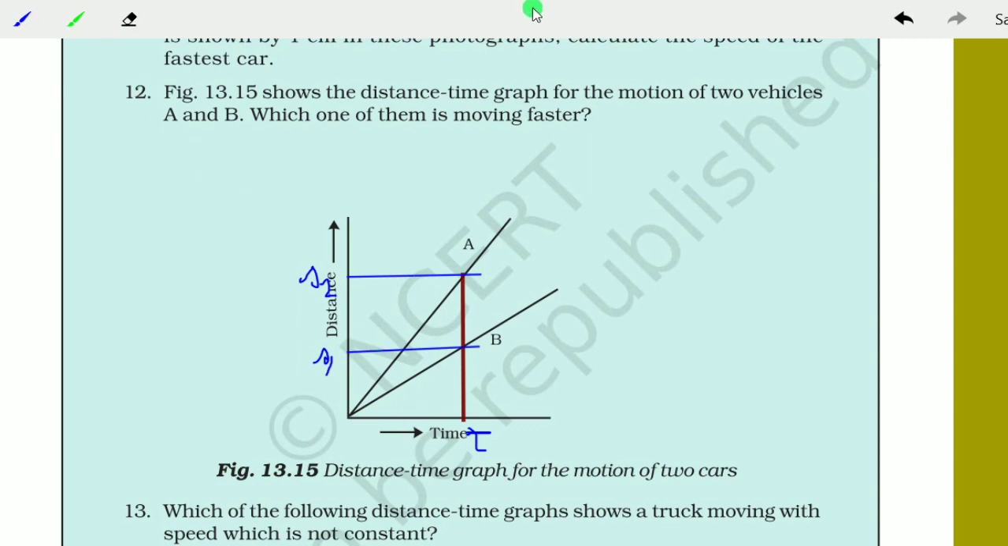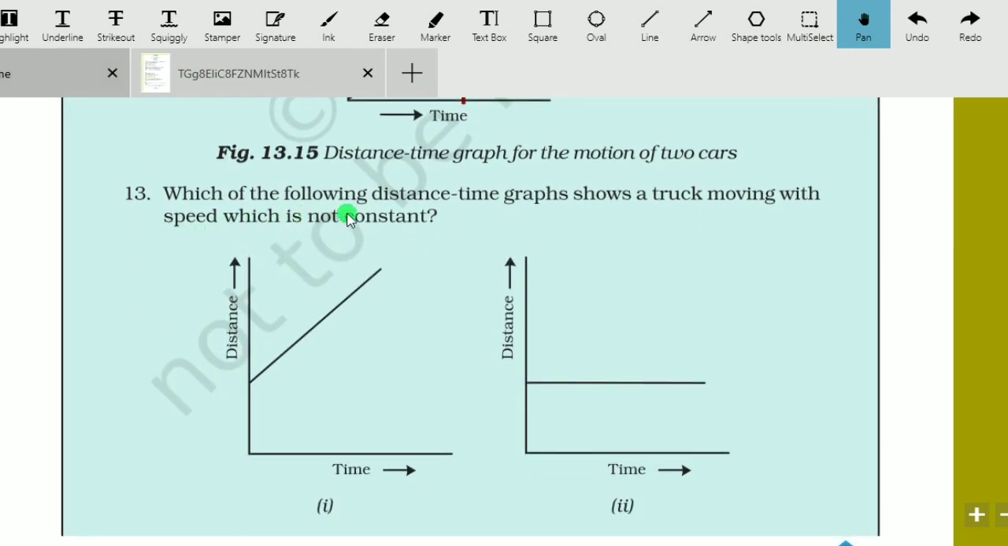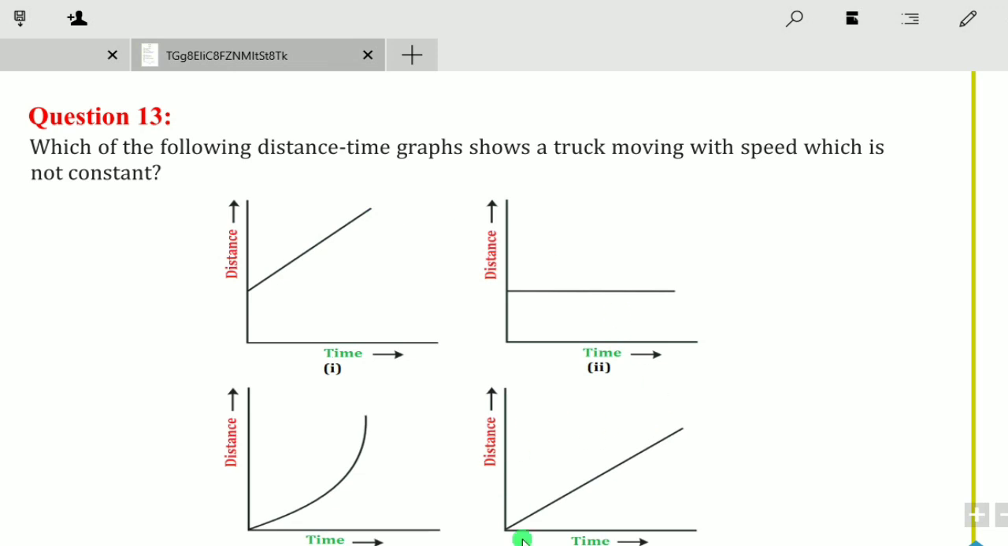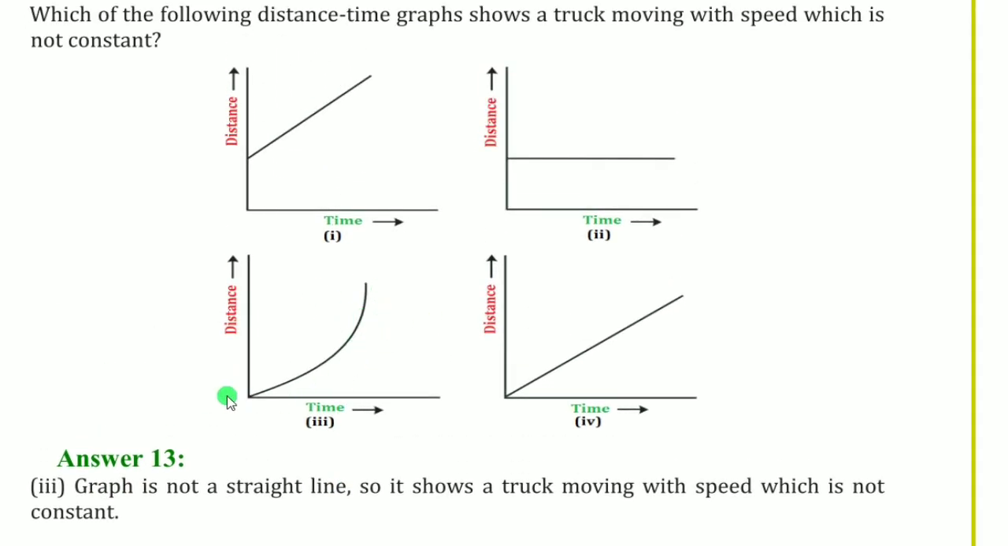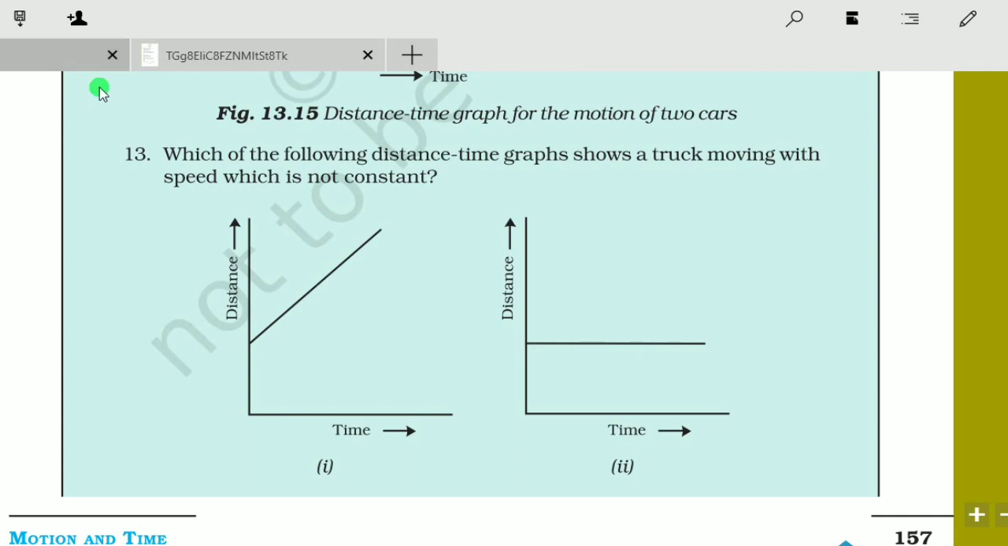Okay, now go to the second question, that is, which of the following distance-time graphs shows a truck moving with a speed which is not constant? You can see these are the graphs, and what will be the answer? Graph 3 is not a straight line, so it shows a truck moving with a speed which is not constant. So we have to again go back to the question.